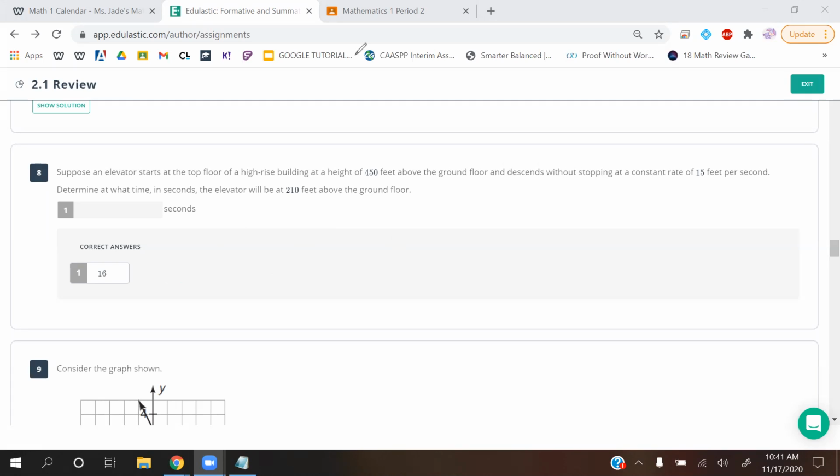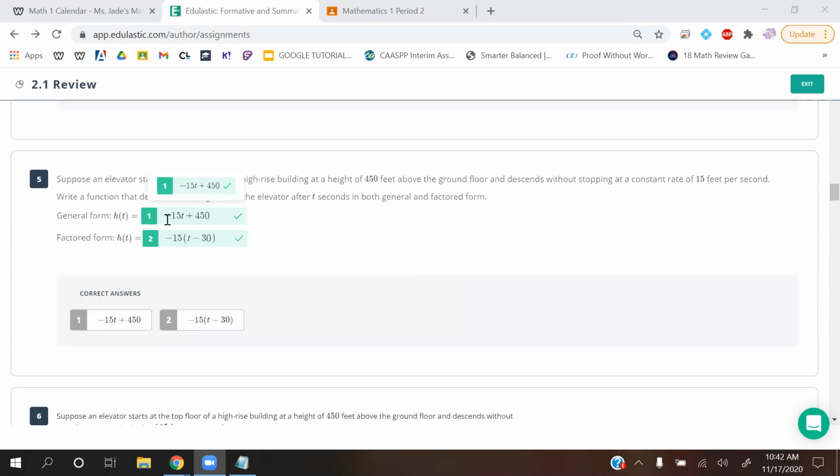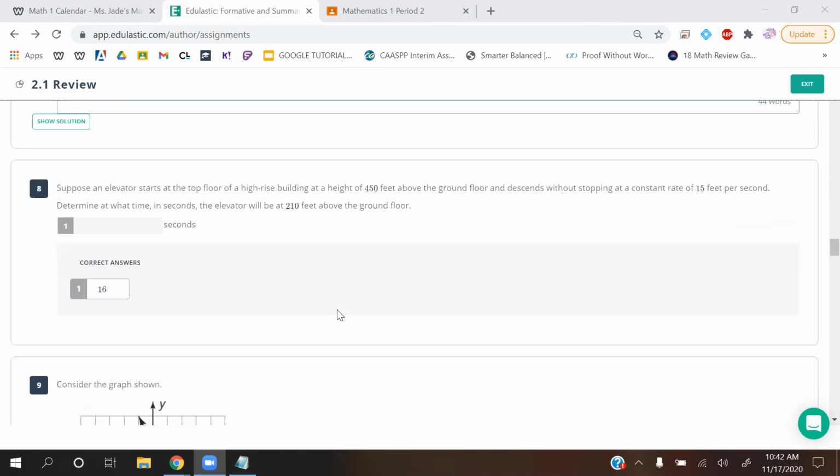Okay, so it's the same elevator problem that we were doing the entire time, but we want to determine at what time in seconds the elevator will be at 210 feet above the ground floor. This is after we already got the equation for the elevator. Yes, so we know the equation is -15t plus 450. Let me write that out. Okay, so we know the equation, and then we want to know when the height will be at 210 feet. So the height is right over here, the h of t.